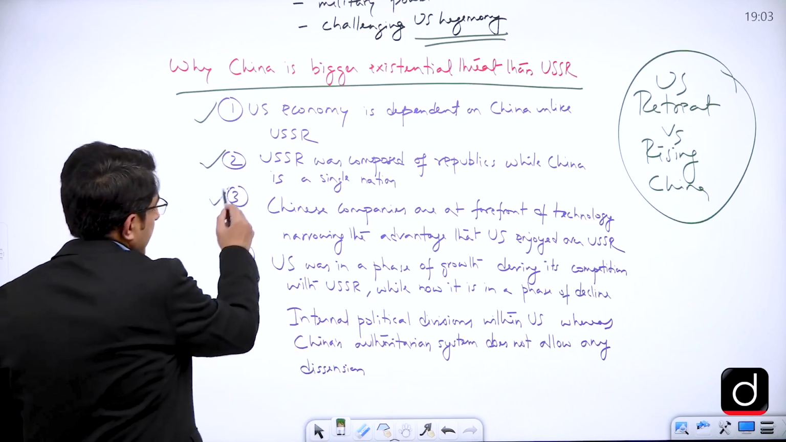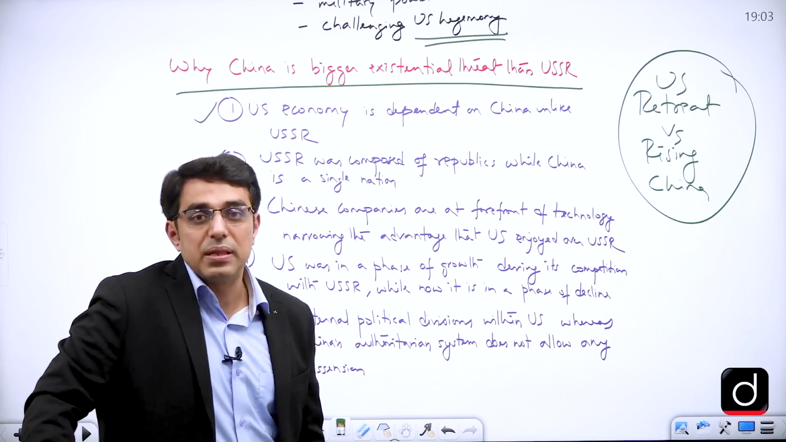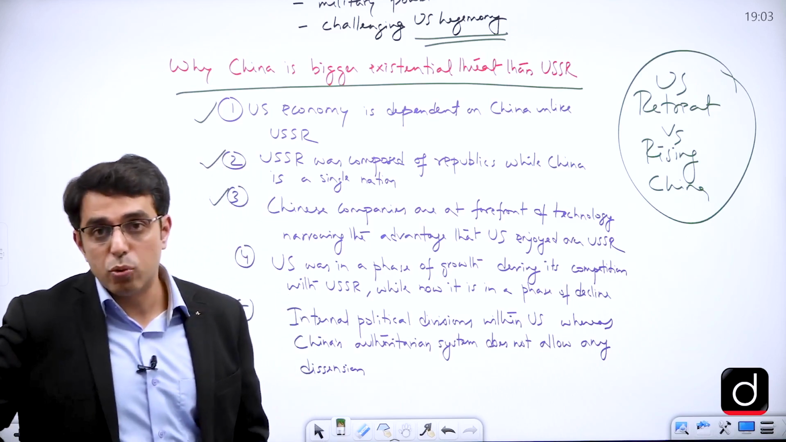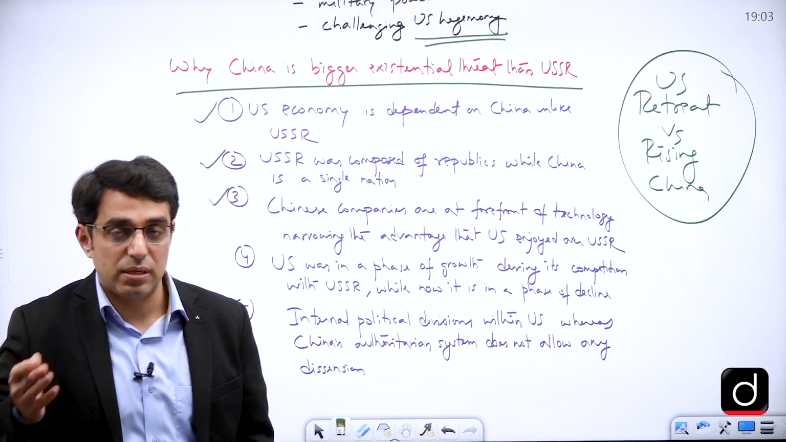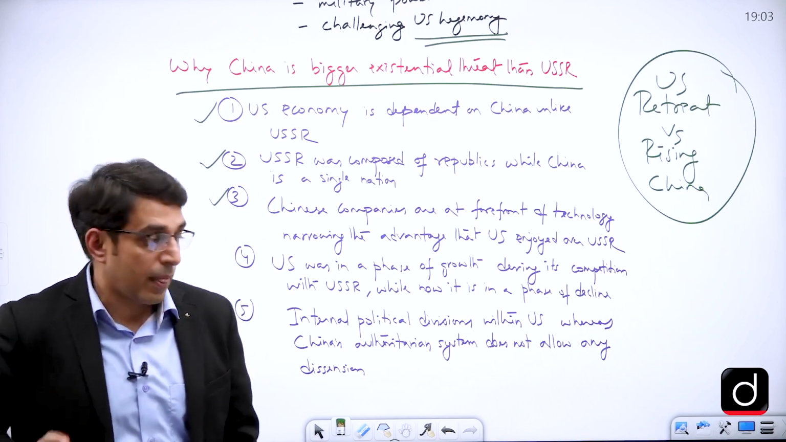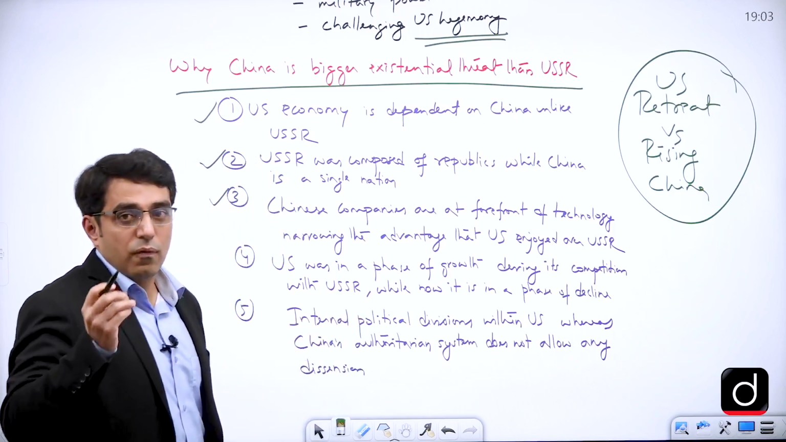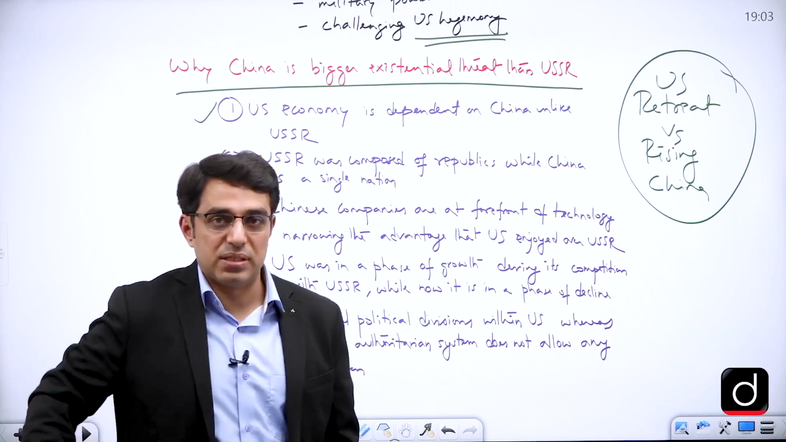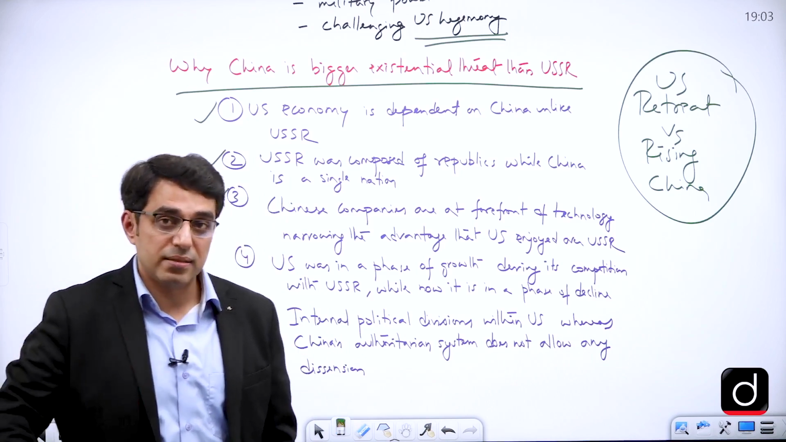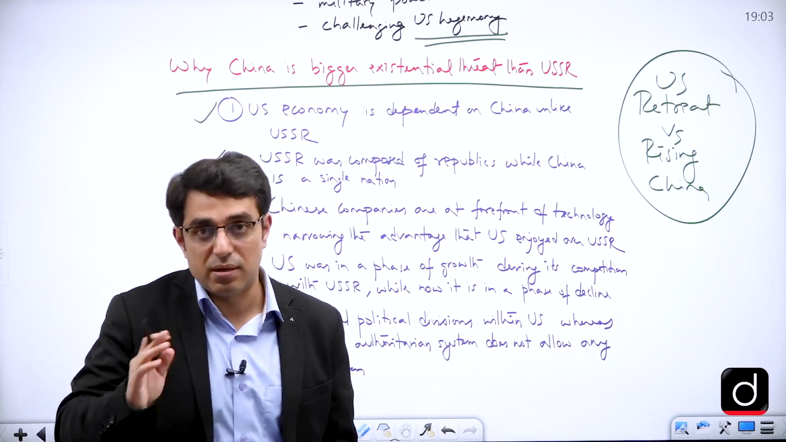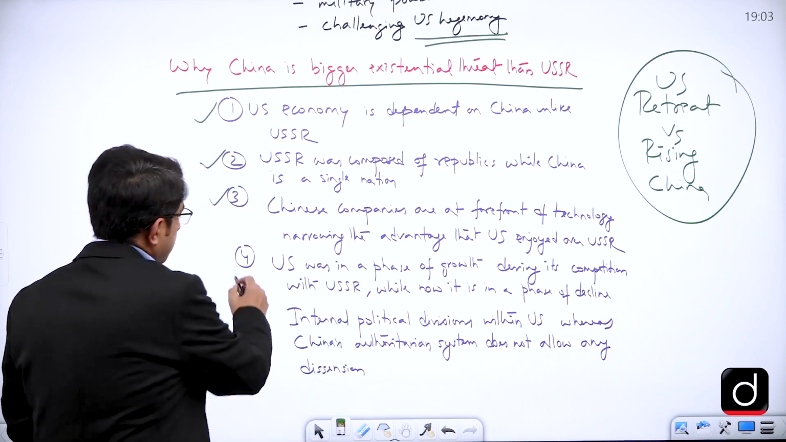The third point we can write is that the Chinese companies are also at the forefront of technology, for example, 5G. So, Chinese companies like Huawei have done a lot of work and are at an advanced stage in terms of critical technologies. While in comparison with USSR, US always had a lead in this respect. But now, in these technologies, the Chinese companies are giving US a run for its money. So, that makes the challenge that much more formidable.